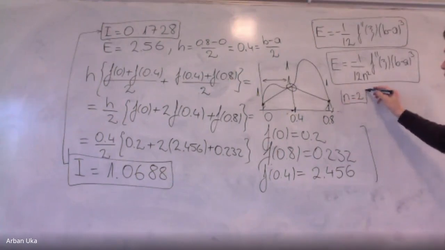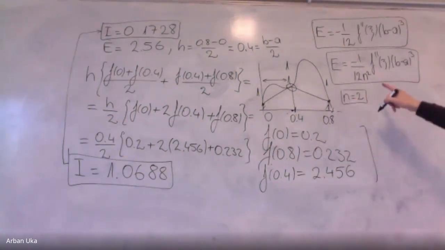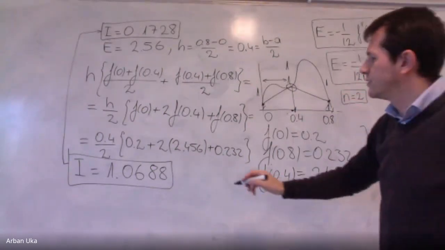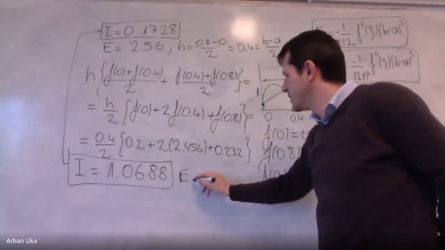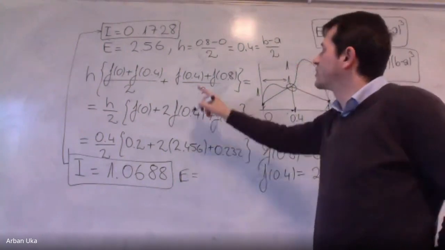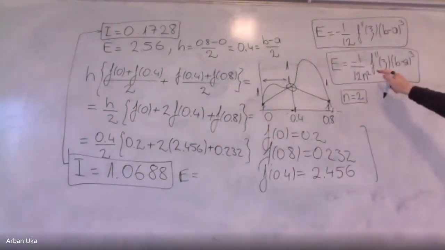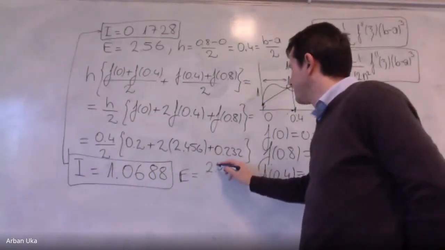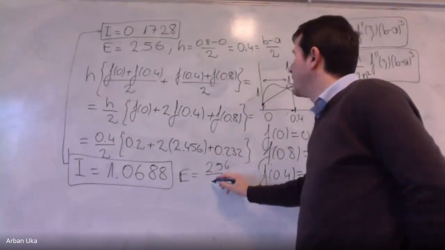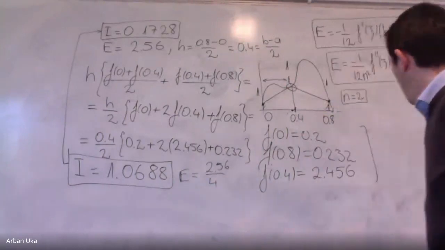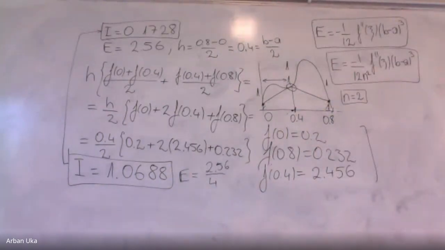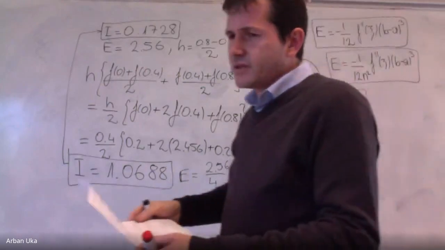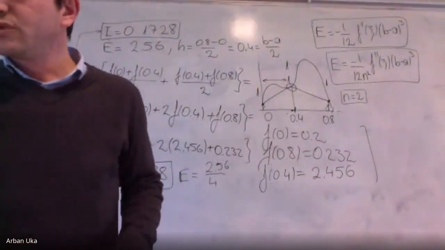We use 2 equal segments. And this error is going to be equal to what we had before. So here we can simply predict that the error is approximately what we had before, divided by n squared. So we get here 2.56 divided by 4. Okay, so this is how the errors propagate for this trapezoidal rule.